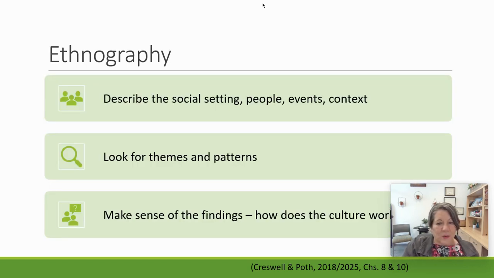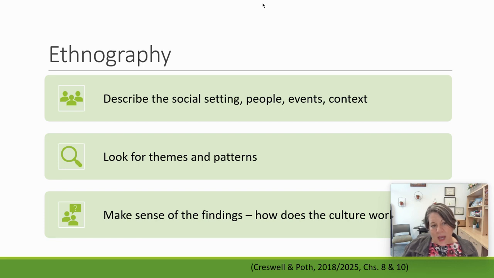Ethnography. So this is where we're wanting to describe the context, of course, but also what's the culture? What's the social setting? What are the people? What are the elements of the people that's important? What are the themes and the patterns? And then how do we make sense of all that in how the culture works? So you're looking also in this tradition at transformative information. How might what we learned change things for the future?